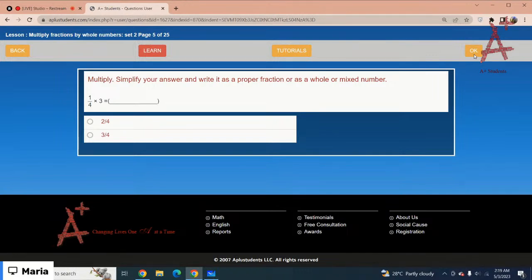Okay, the next one is 1 by 4 times 3. So you have to do numerator times numerator and denominator times denominator. So it would be 3 times 1 divided by 4. 3 times 1 is 3. So it would be 3 over 4. The correct option is 3 over 4. Second one is the correct option.